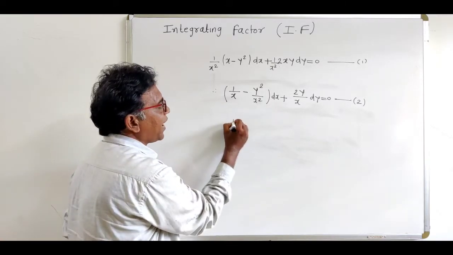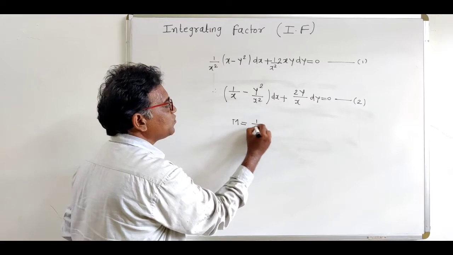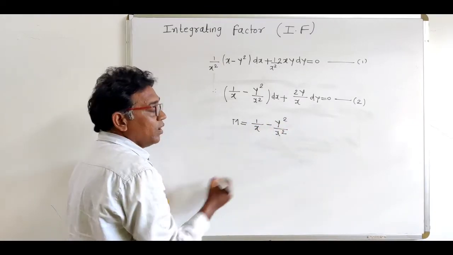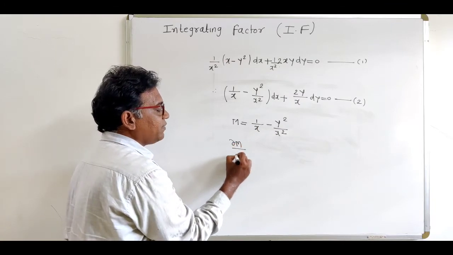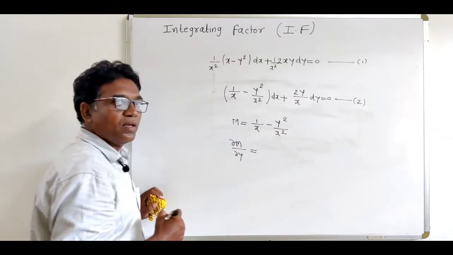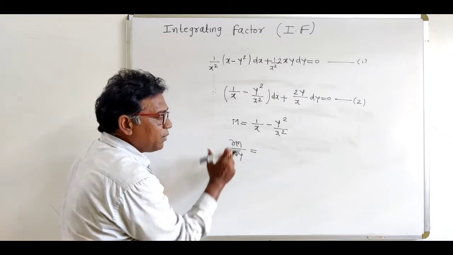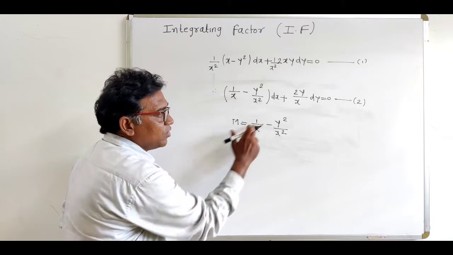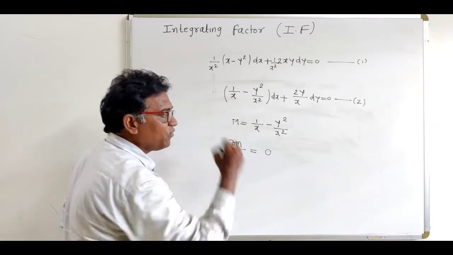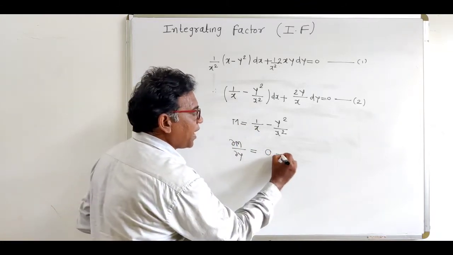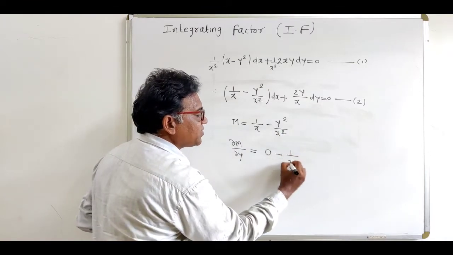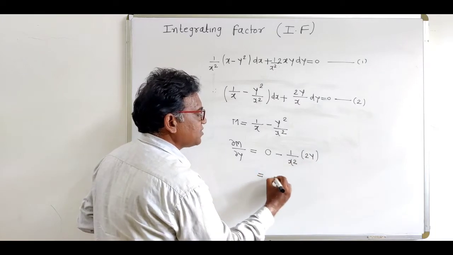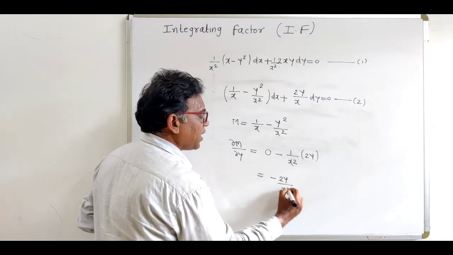Now this is our new M. What is M? This is 1 upon x minus y square upon x square. So again find the partial derivative del M by del y. Differentiating M partially with respect to y by keeping x constant: 1 upon x is a constant term, so obviously its derivative is 0, minus 1 upon x square is constant, and the derivative of y square is 2y. So the total derivative is minus 2y upon x square.